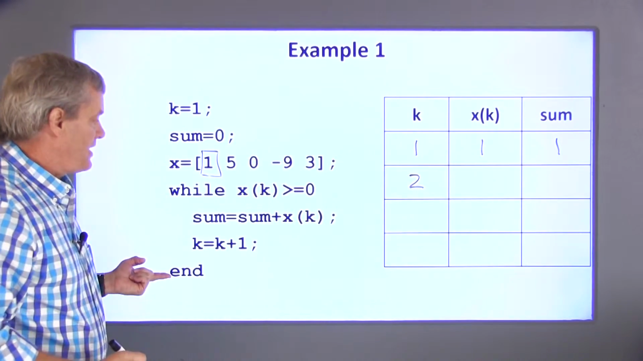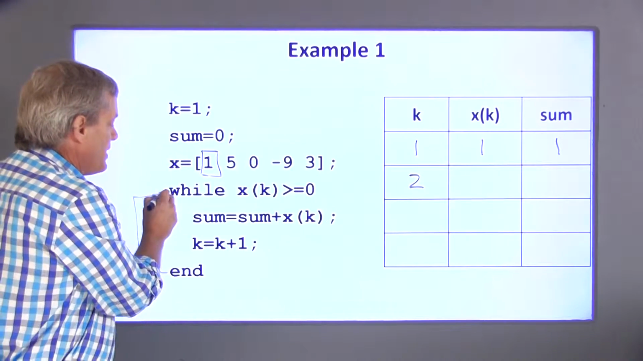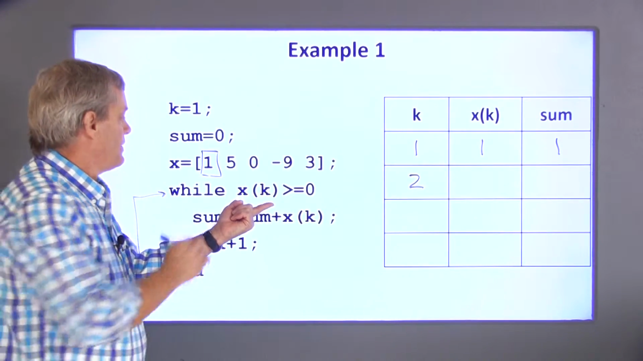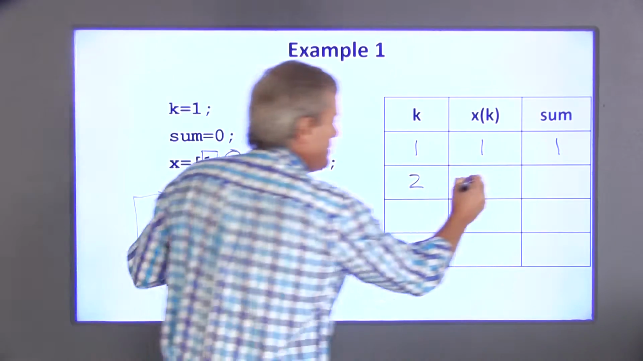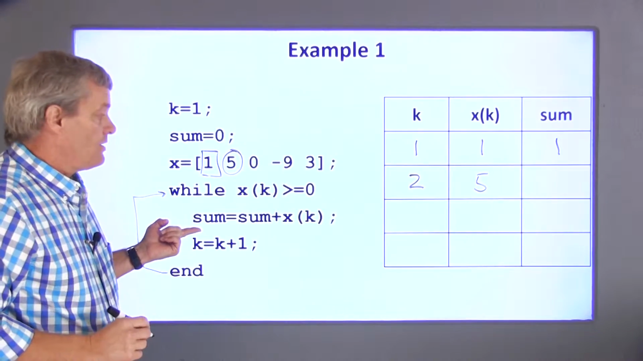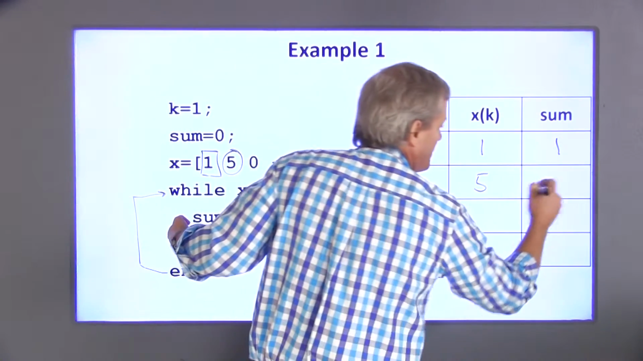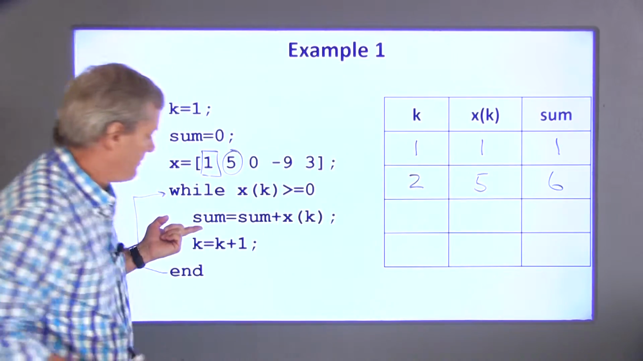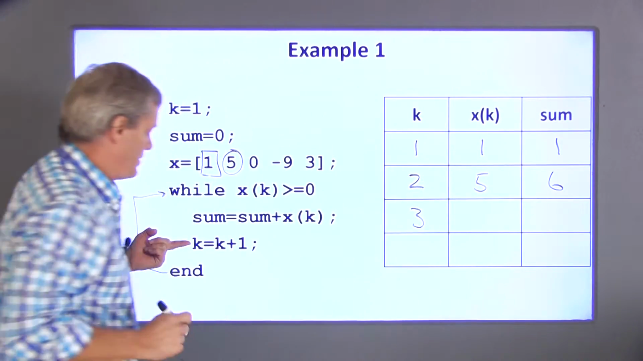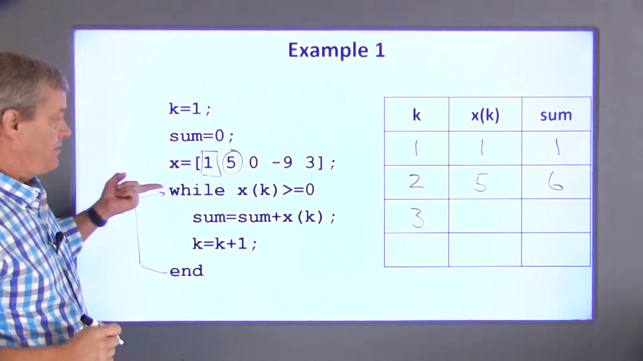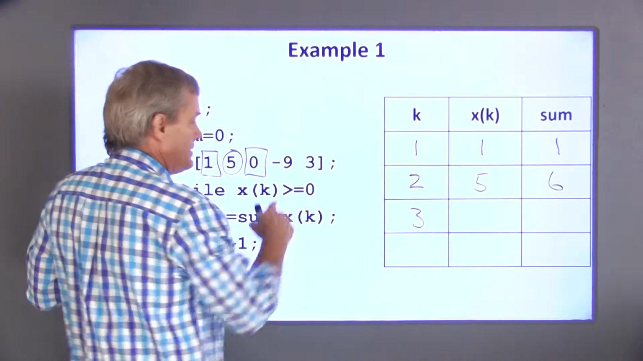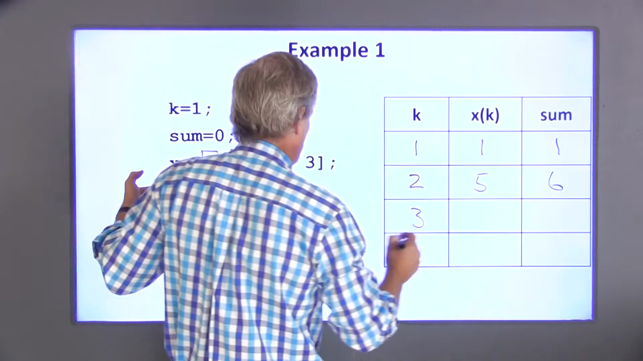I hit the end statement, go back up to the while loop, and check to see whether this condition is true. X of 2 is equal to 5, which is greater than or equal to 0. So sum is equal to 1 plus 5, or 6. K is incremented to 3. 2 plus 1 is 3. The end statement's encountered. I go back up here. X of 3 is 0. 0 is greater than or equal to 0.